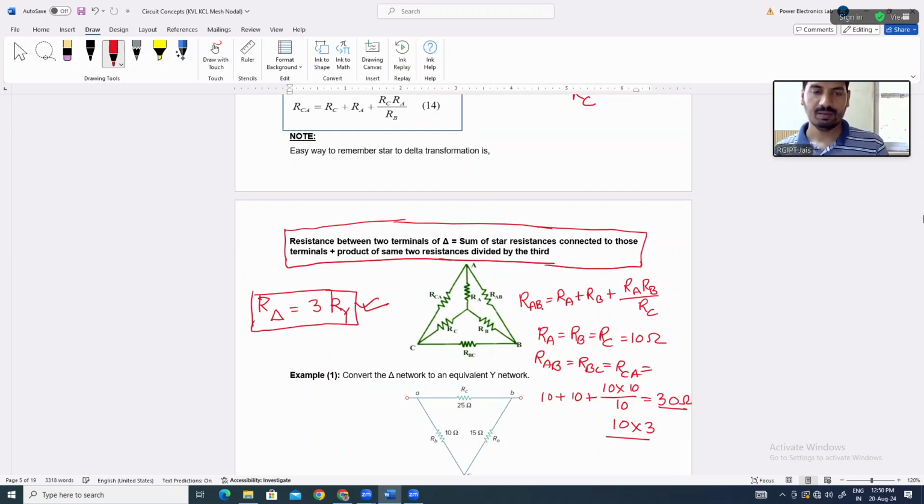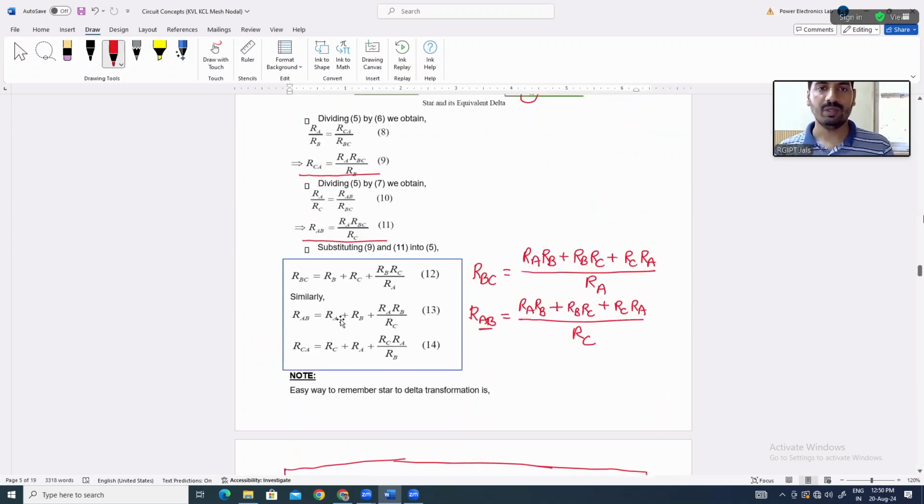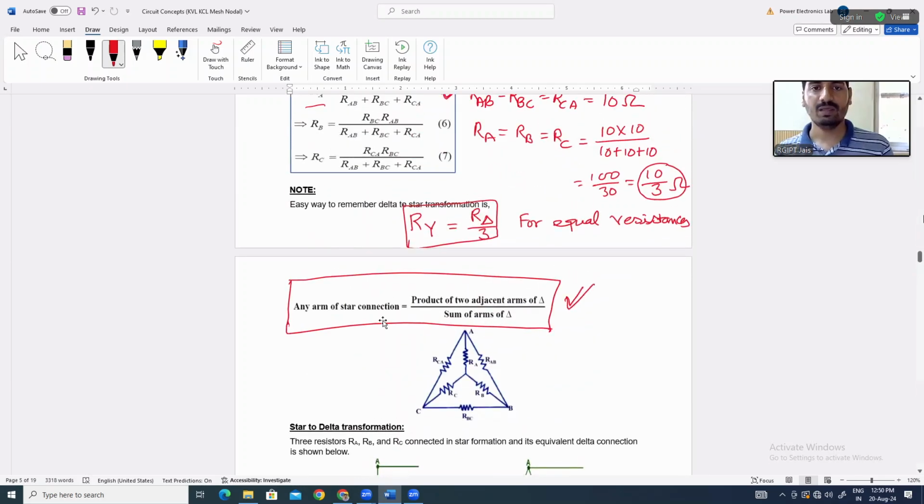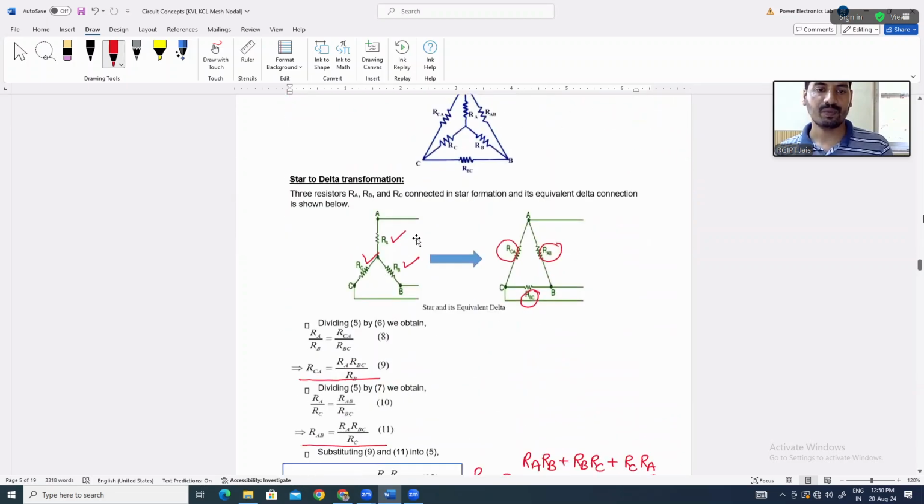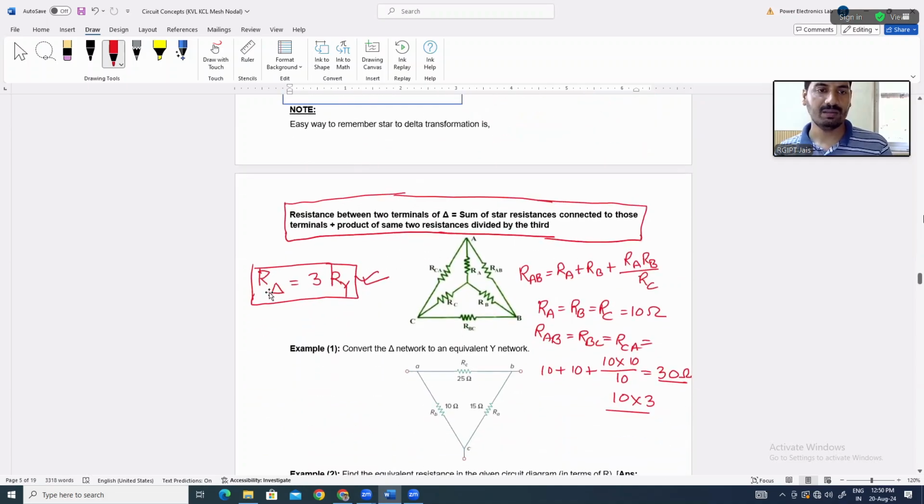ये होगा, just like previous case, क्योंकि equivalent circuit है, so R delta will be equal to 3 times of R star. यही चीज यहाँ पे आया है, R delta is equal to 3 times of R star. Clear?